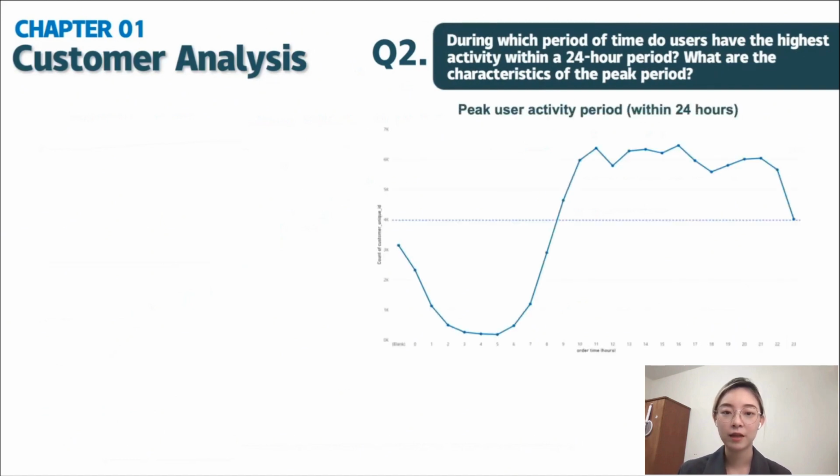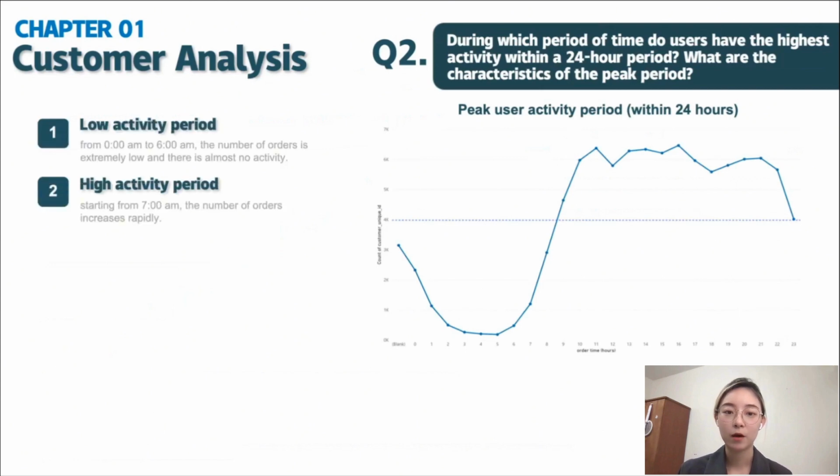This figure shows the number of customer orders by hour. From midnight to 6 a.m., orders are very low with almost no activity. But starting at 7 a.m., orders rise quickly and peak in the afternoon and evening. After 8 p.m., orders start to drop but stay high until 10 p.m.